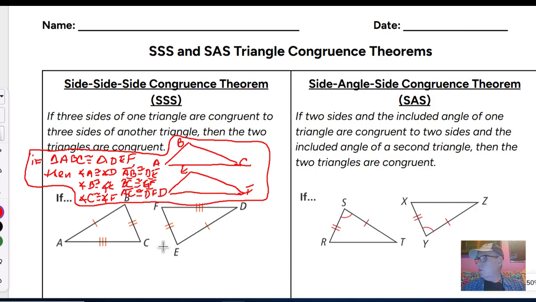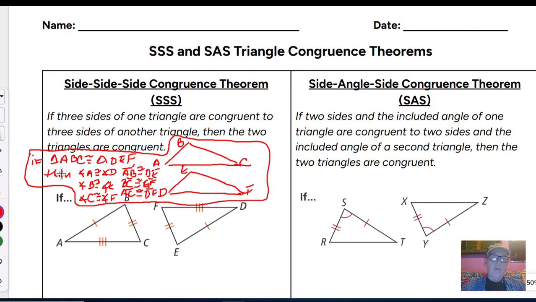Okay, this video accompanies the SSS and SAS triangle congruence theorems guided notes for section 4.3, and let's take a look at this.